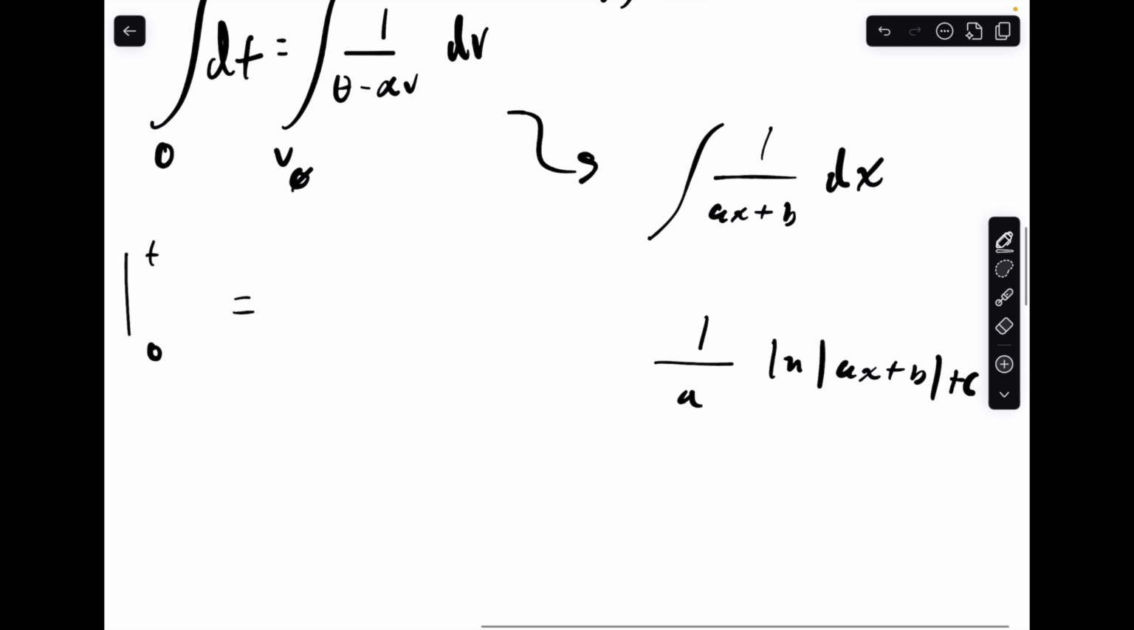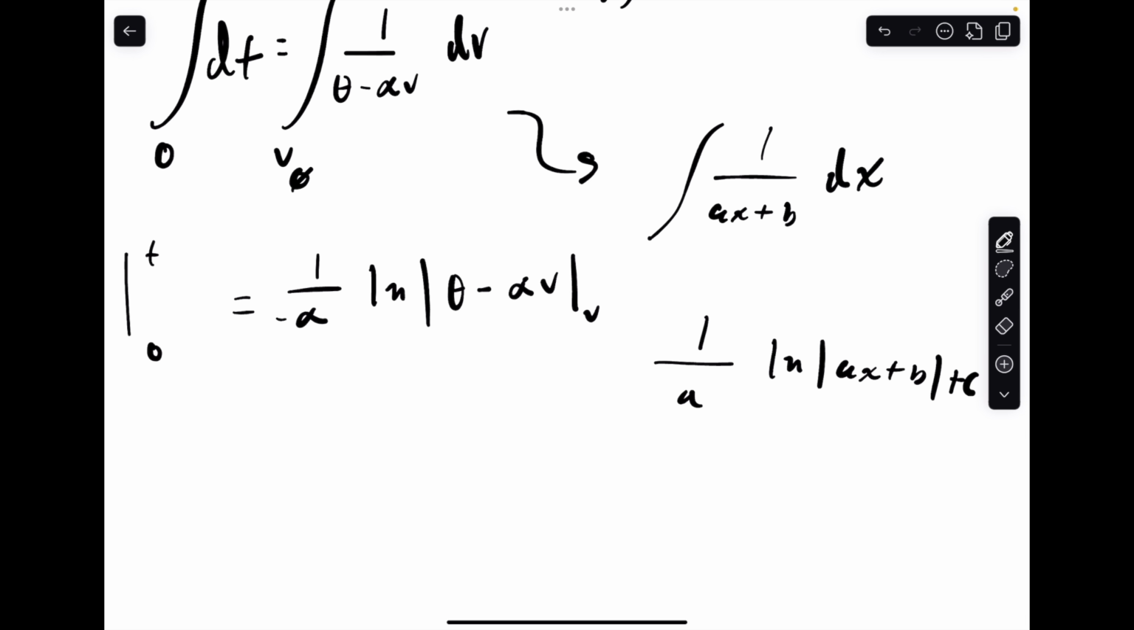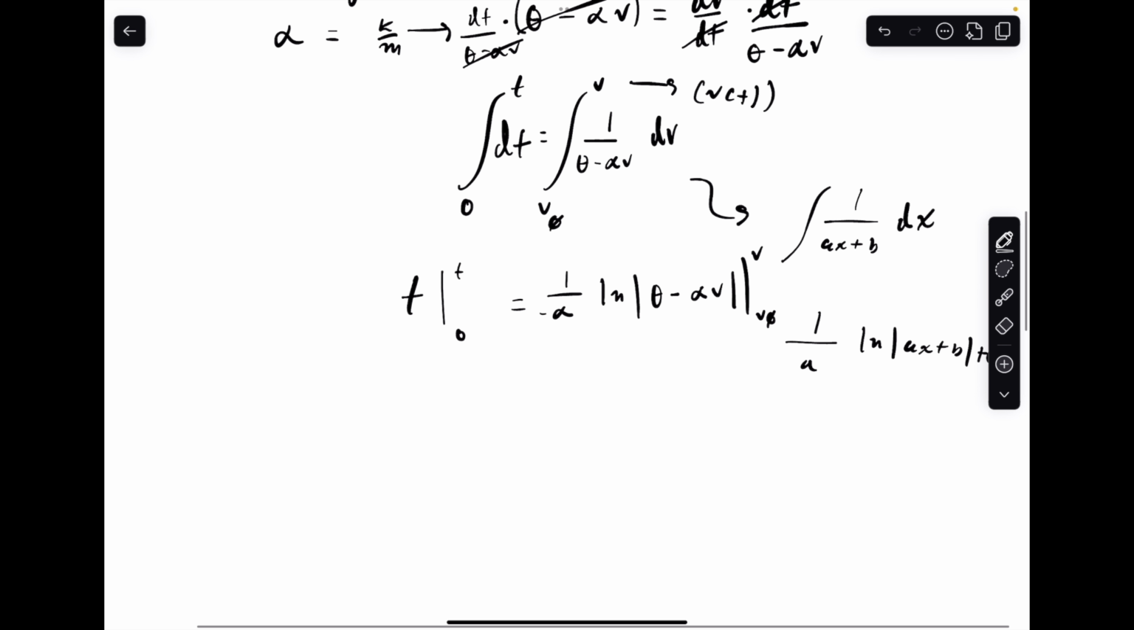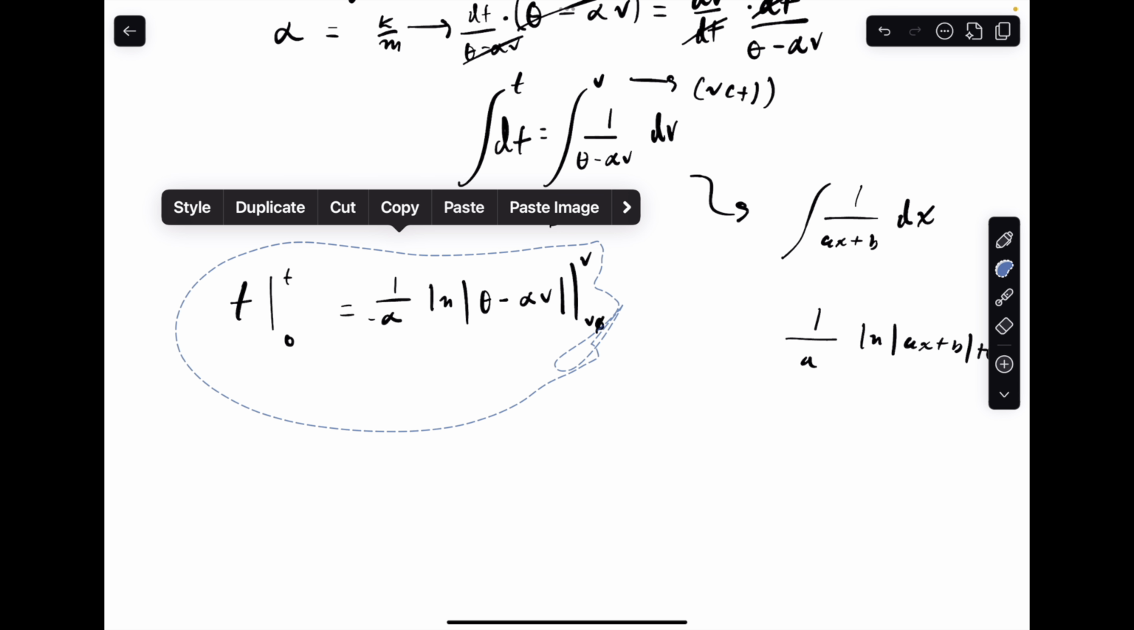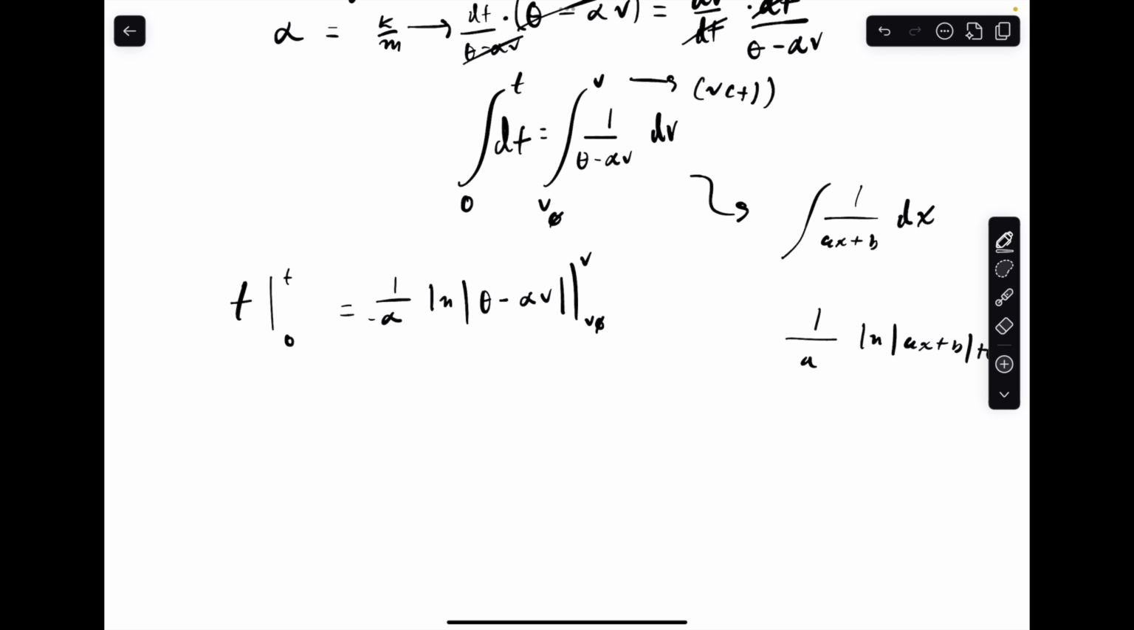So now all I need to do is identify what's the coefficient of the variable that I'm integrating. Well, the coefficient is negative alpha. So this integral will really just evaluate to 1 over negative alpha ln theta minus alpha v, from the bounds of integration from v naught to v. And there, I just saved myself the hassle of having to do a u substitution.